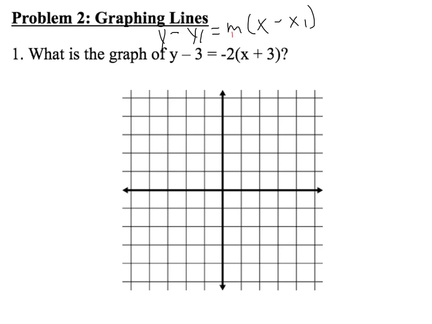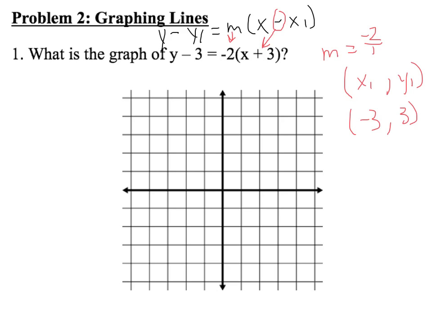So now using that information, I could figure out what I have here. I know my slope is going to be negative 2. That's the same thing as negative 2 over 1. And I have a point, x1 and y1. My x1 would be a negative 3, because in my original equation it shows a negative, but in my problem it shows a positive. So that's the opposite. And my y would be a positive 3.